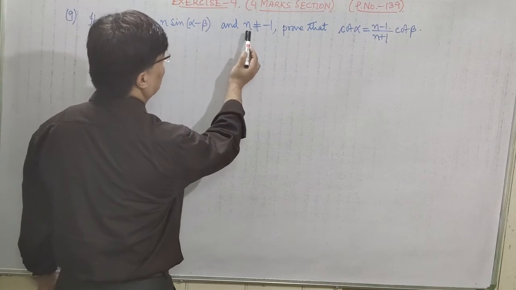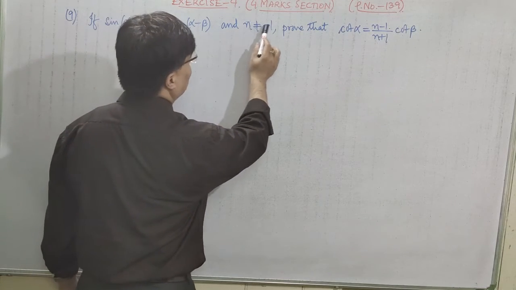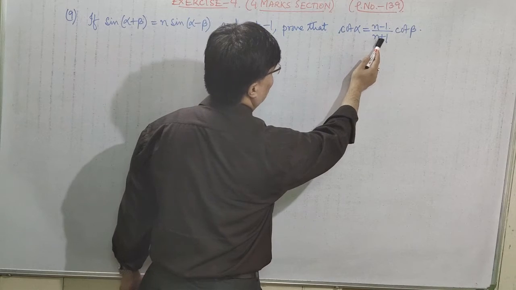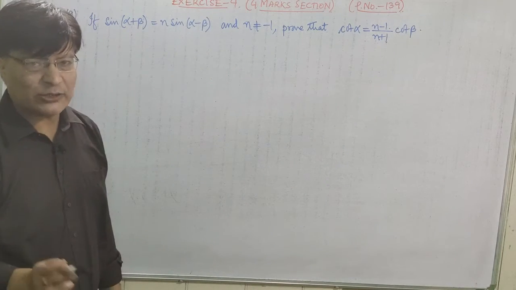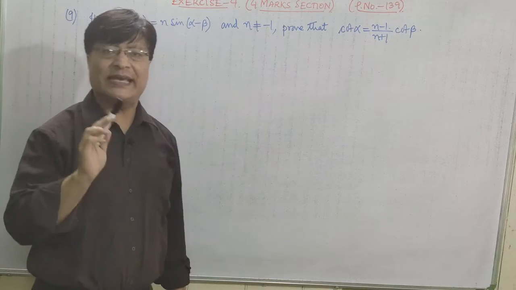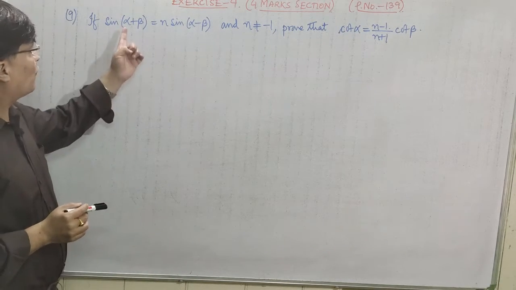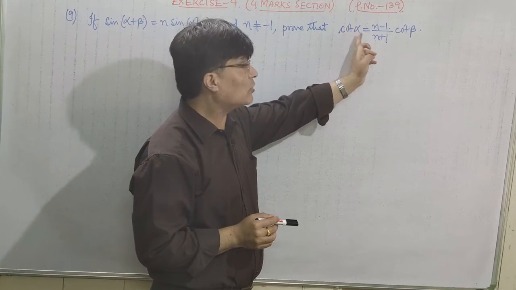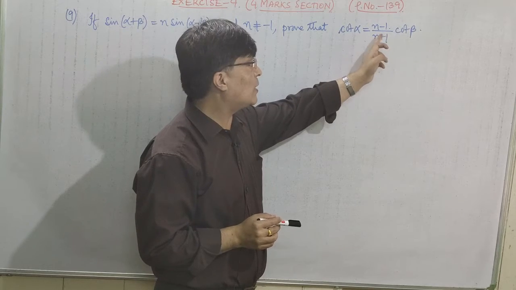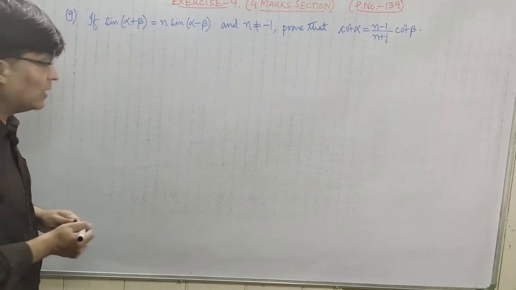So why is it given n not equal to minus 1? If we put n is equal to minus 1 here, minus 1 plus 1 will be 0. If denominator is 0, it is undefined. That's why it is given as n not equal to minus 1. Is that clear? So from this given, you have to prove this relation, that is, cot alpha is equal to n minus 1 upon n plus 1 into cot beta. So let us prove it from given.